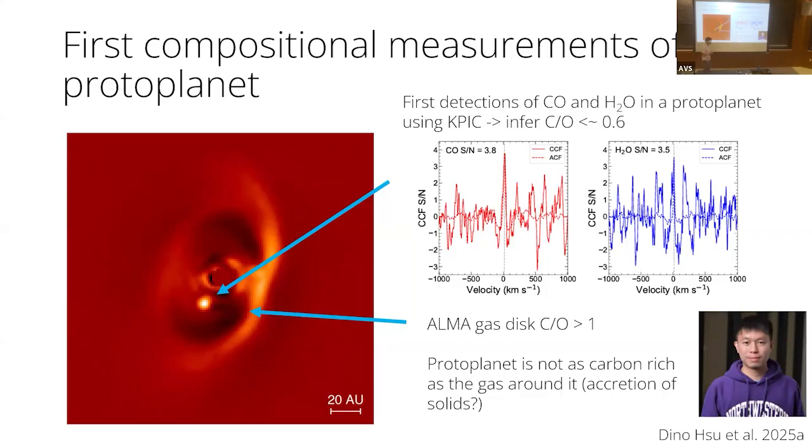One probably obvious thing that could explain this is that the planet is also accreting solids, and those solids are probably rich in oxygen, and that is decreasing the C to O ratio of the planet relative to the gas that surrounds it. So Brad's asking over Zoom, are these real atmosphere models or just really lineless?